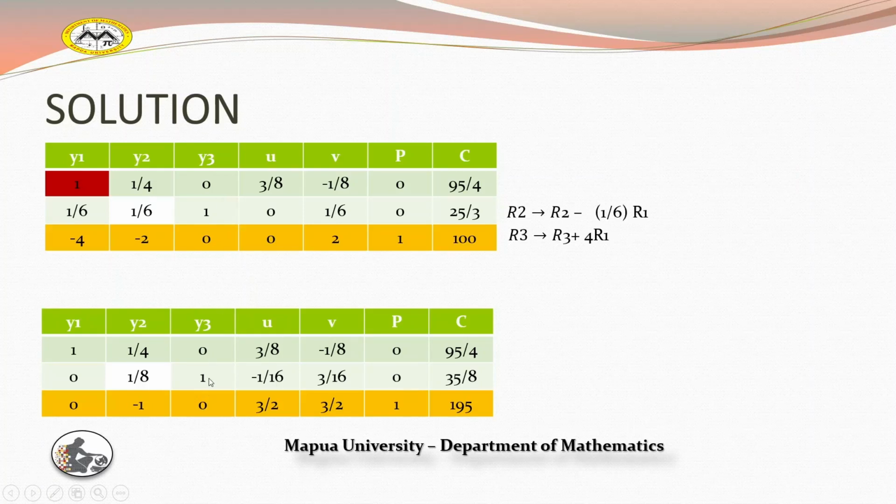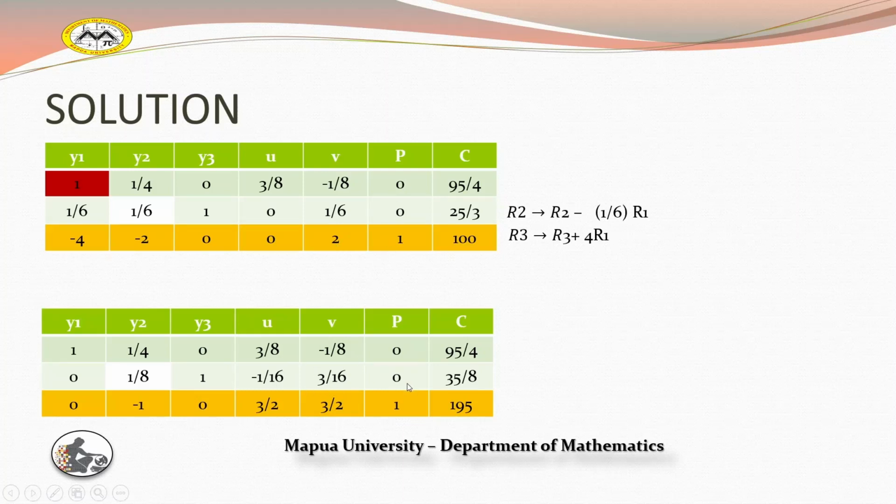1 minus 0 is still 1. 0 minus 3/8 times 1/6. This is now actually 1 over 16, so minus 1 over 16. 1/6 minus negative of 1/8, so this is now a positive: 1/6 plus 1 over 48. So the answer is reduced as 3 over 16.